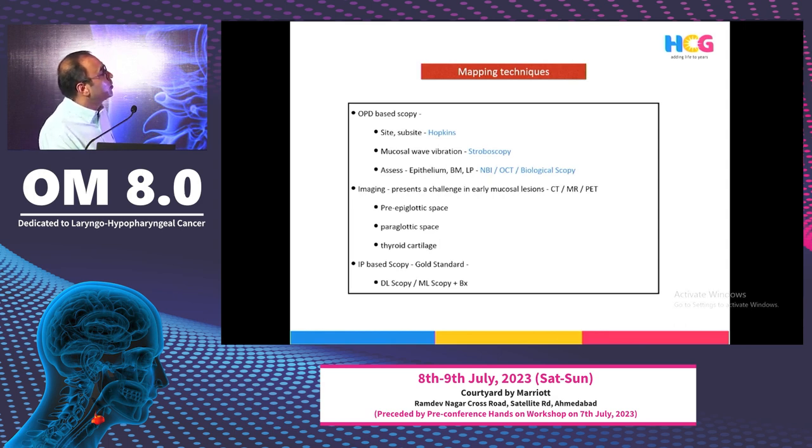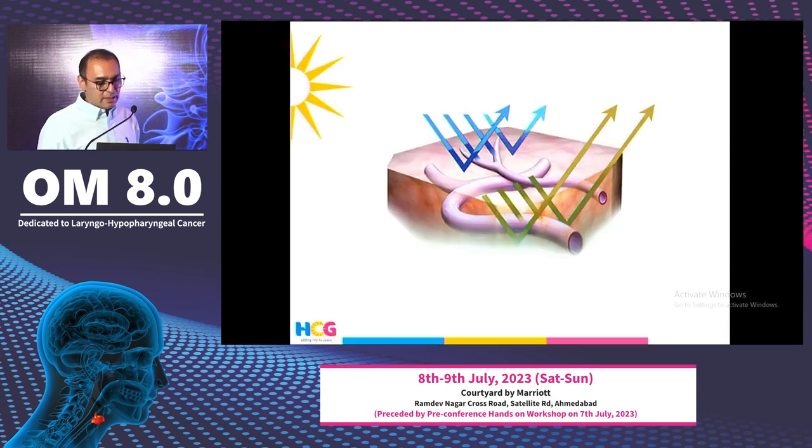If you want to study more of the mucosal wave vibration, you have a strobe, and now you have biological scoping with assessing the epithelium, the basement membrane, or the lamina propria. These three aspects could be well deciphered within an OPD setting today, beyond which, like Diva explained in her slides, I think it's the para and thyroid cartilage, and in subglottic the cricoid cartilage. But it's the sum total of these three that the imaging wants to study. There are various criteria she has already elaborated. But the challenge still remains for early mucosal lesions where these have very limited role. And then the gold standard, which is inpatient based, the DL scopy or an ML scopy with the biopsy. And I think that sums up our mapping of the techniques.